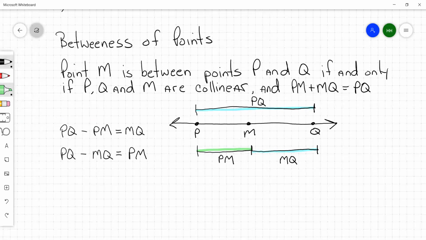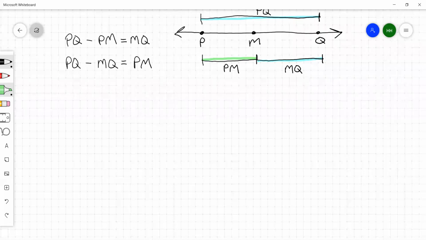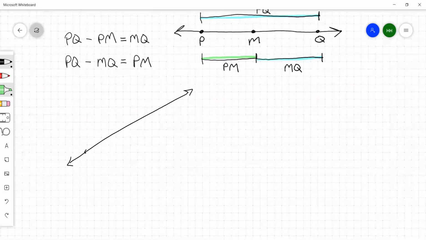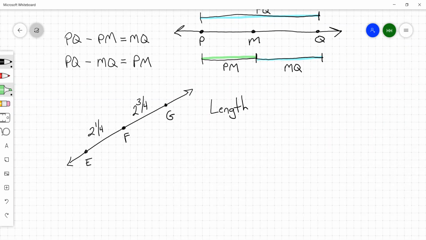So in its simplest form, if you're given a segment, and let's see, it's got E, F, and G on it. And you've got 2 1/4 inches, and then you have 2 3/4 inches, and you're asked to find the length of EG.